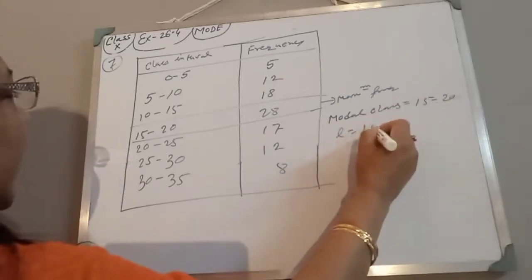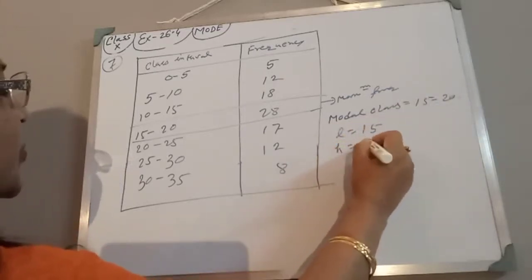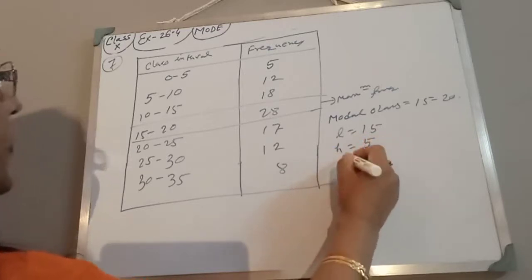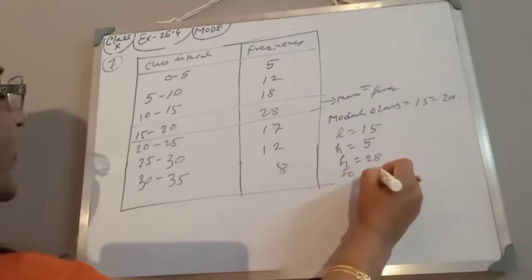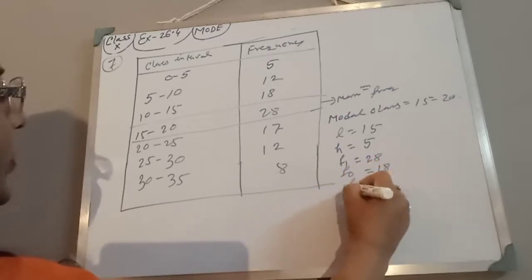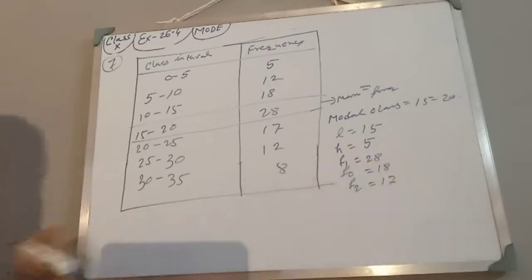So what is L now? L is 15. What is H? H is 5. What is F1? F1 is 28. What is F0? That is 18. What is F2? That is 17.